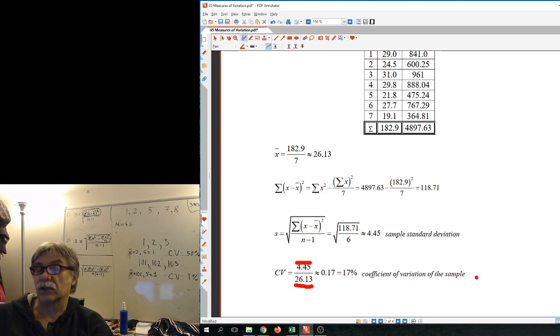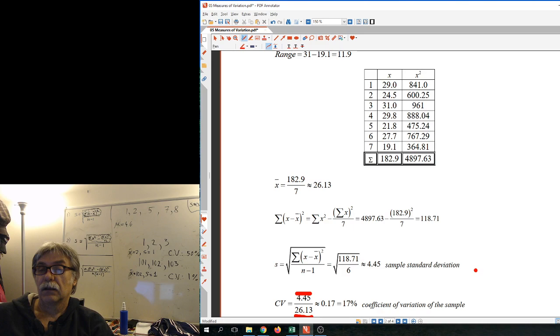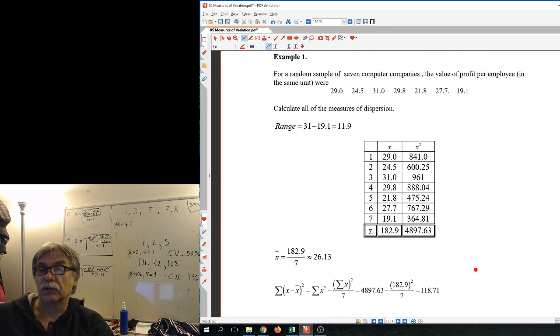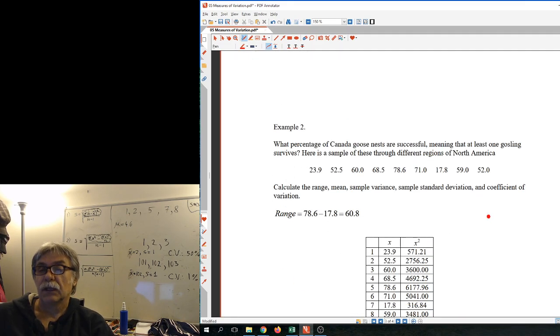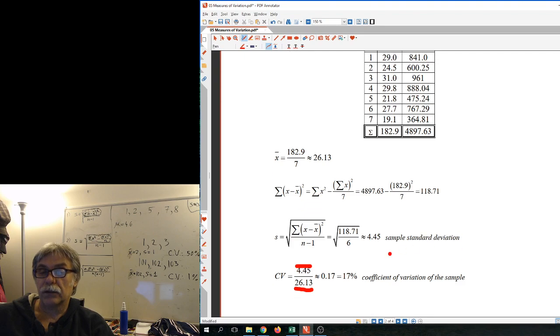That's not big variation of the sample. There are no big variation here. It will be more interesting if you have some company that makes a really lot of money and some other company that loses money, then it would be bigger variation. But these guys are all making money, and there's only one that makes less than 20,000 per employee, and there's only one that makes more than 30,000. So they're all in 20s. So you can see that there is no big variation. Okay, so 17% coefficient of variation is not big.